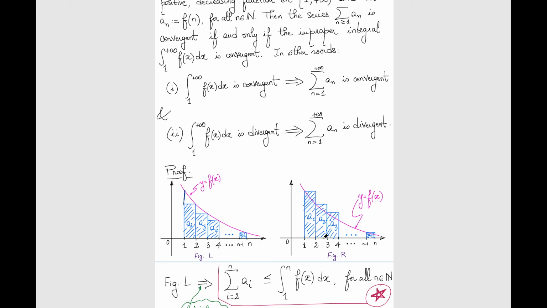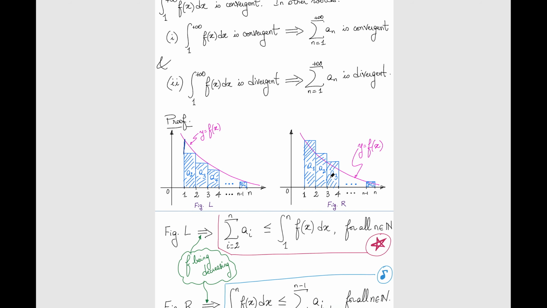For the second box, or rectangle, one of the dimensions is 1, 3 minus 2. The other one is f of 2, which is a2. So this area here is a2, and this is a3, and so on, an, right? So we are overestimating the area this time under the curve, because we're adding those guys.